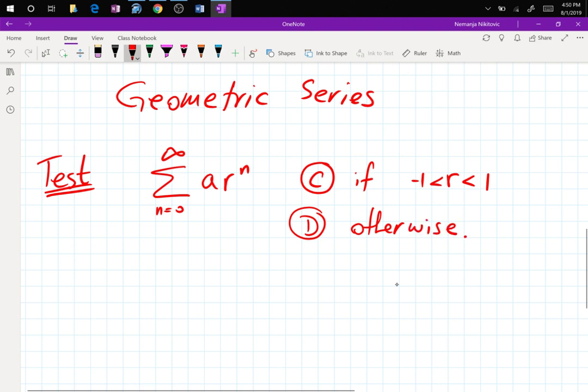This is how simple it is. This is what you must remember. A geometric series is convergent if the value r is in between -1 and +1. It cannot be -1, cannot be -2, cannot be +1 either, right? It has to be in between -1 and +1, excluding -1 and +1, because we don't have equal signs there.